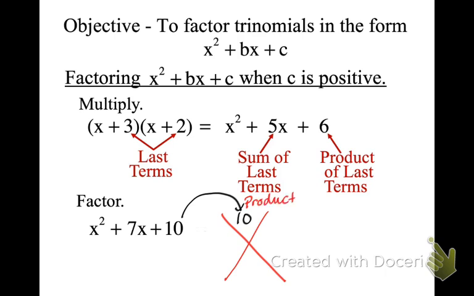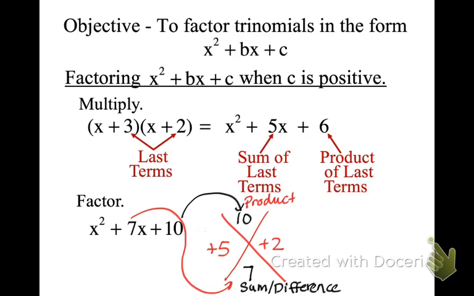And then the 7 comes down here. And that is a sum. We're looking for a sum or a difference. Okay, who can tell me what multiplies to 10 and adds to 7? Agam? 5 and 2. Positive 5, positive 2.